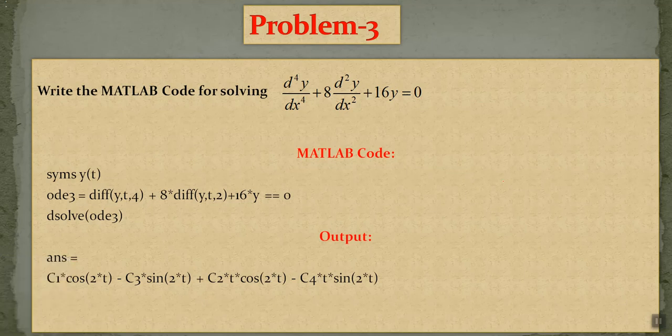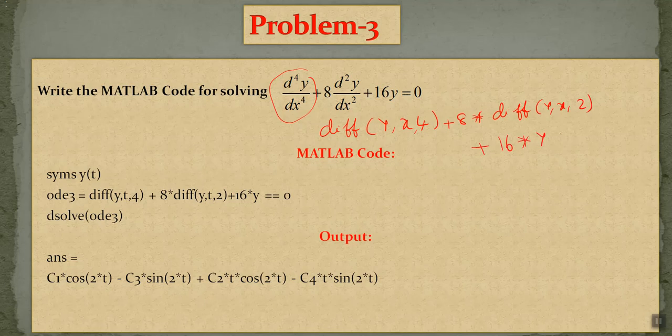Now listen. This is a fourth order linear differential equation, not only first order. The previous two problems are related to only first order differential equations. Now this is a fourth order linear differential equation. Then how to solve this differential equation? Very simple. In place of fourth order derivative, use diff of y comma x comma 4, plus 8 into the second order, use diff function y comma x comma 2, plus 16 into y, double equals 0.